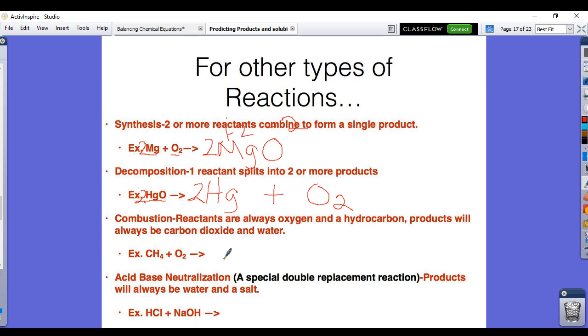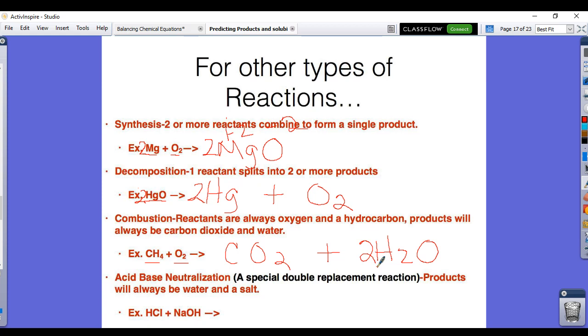In your combustion reaction, you always have a hydrocarbon plus an oxygen, which always will yield a carbon dioxide plus a water. And then we are going to balance. Hydrogen is 4. This hydrogen is 2. So we'll have to put 2 times 2 is 4.